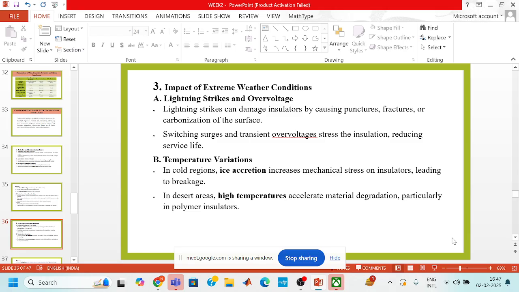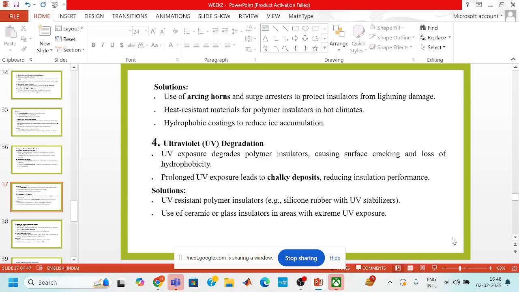Lightning strikes can damage the insulators by causing punctures, fractures, or carbonization of the surface. Second, switching surges and transient overvoltages stress the insulation and reduce the service life. In cold regions, ice accretion increases mechanical stress on insulators, leading to breakdown. In desert areas, high temperature accelerates material degradation, particularly in polymer insulators. The main solution for this is to use arcing horns and surge arresters to protect the insulators from lightning damage.